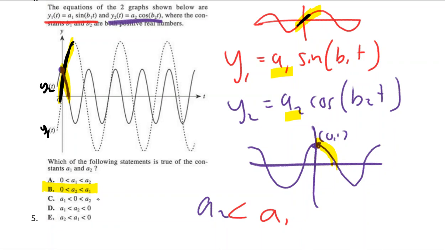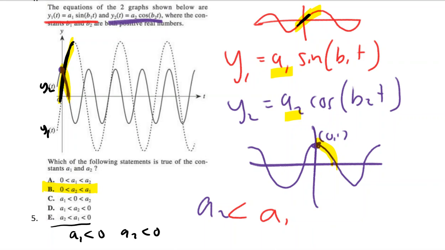So I knew A1 is bigger than A2, but that still could have been choice E. But for choice E, if they had both been less than 0, then A1 would be negative and A2 would be negative, which means these would have been flipped over, because if you put a negative out front, it's going to flip it over the x-axis. And that doesn't appear to happen.